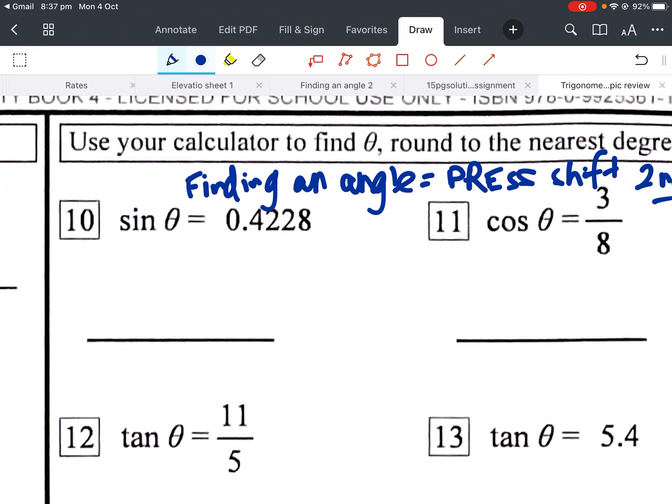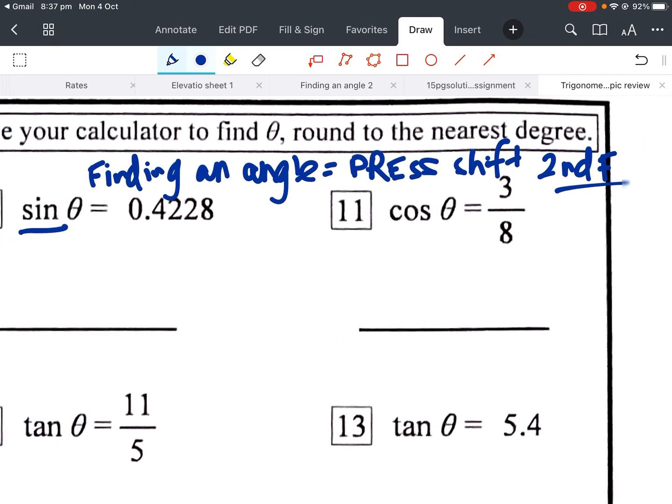So on my Casio, I'm going to go shift or second function. You can probably do this on your Sharp as well. Then I'm going to press sine because that says sine there. And then I'm going to put that number in, 0.4228, close the brackets if it opens brackets, press equals. Now that gives you your answer to the nearest degree.